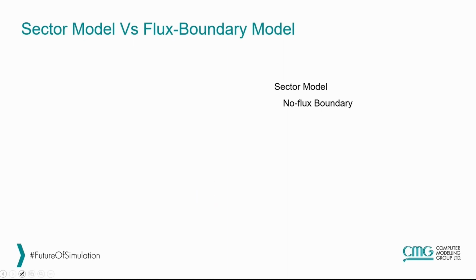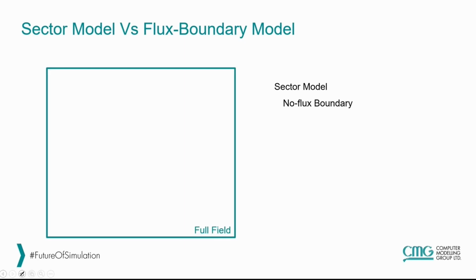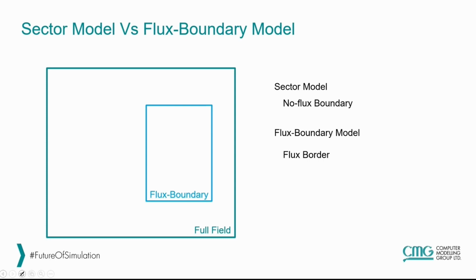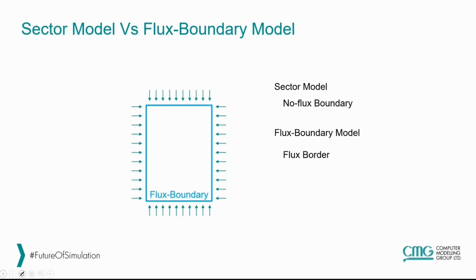Now let's see how the flux boundary model works. Let me bring back the full field model. In this model, we select the flux boundary sector and run the full field model. With this technique, the flux or pressure occurring in the border of the sector is being recorded in a separate file. This information is going to be used in the reduced run to replicate the movement of fluids or pressure distribution along the borders during the runtime.